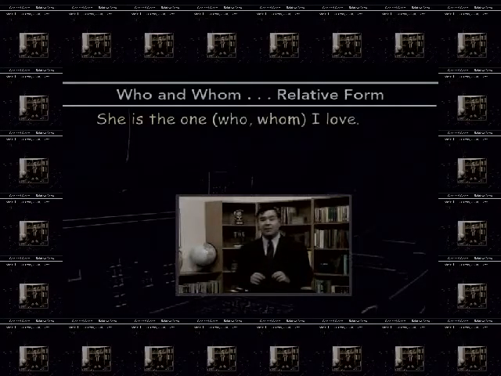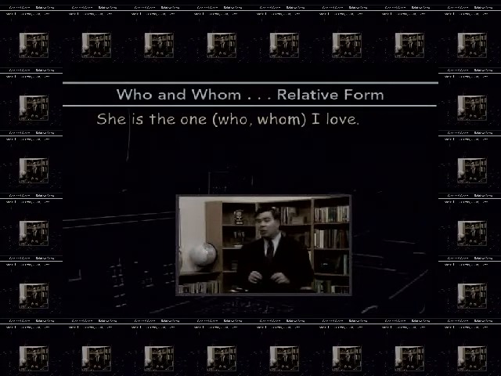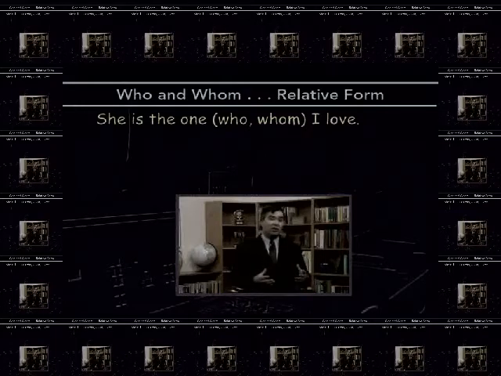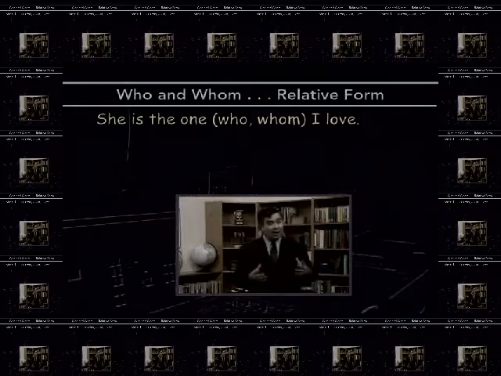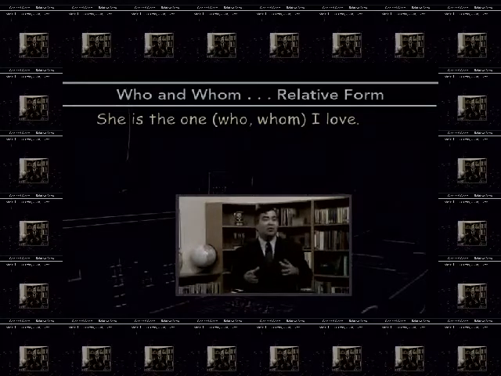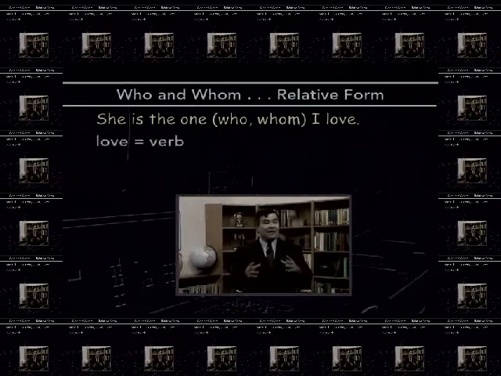Here's a different example. She is the one who or whom I love. Once again, who or whom is being used as a relative pronoun to introduce a subordinate clause, who I love or whom I love. Now, which is correct? Is it who or whom? Well, let's look at the subordinate clause, find the verb, and then ask who or what is the subject of that verb. The verb is love.